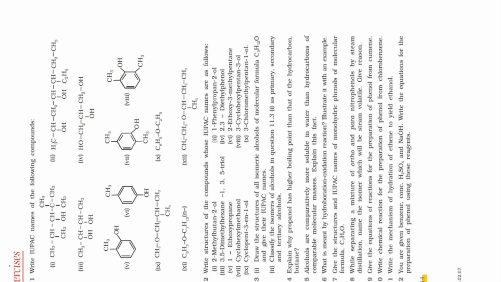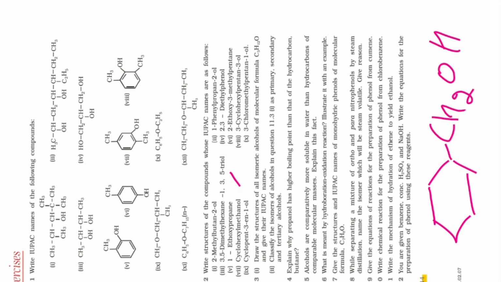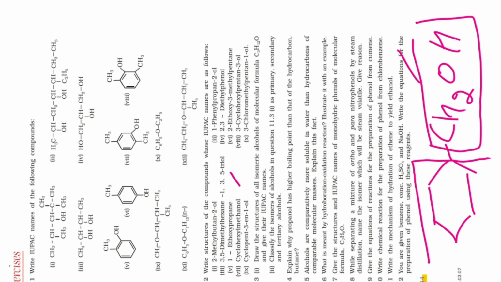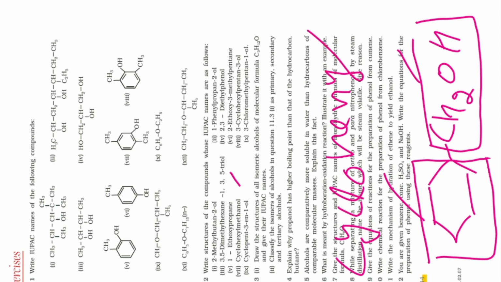Next one is cyclohexyl methanol. What is it? Cyclohexyl methanol. But this one will be like this. You know why? Because here where the OH group is, that will be our main chain. So this is the main chain. That is why now this ring will act as an alkyl group. Usually it is called cyclohexane, but when it acts as an alkyl group, then it is known as cyclohexyl. Clear?